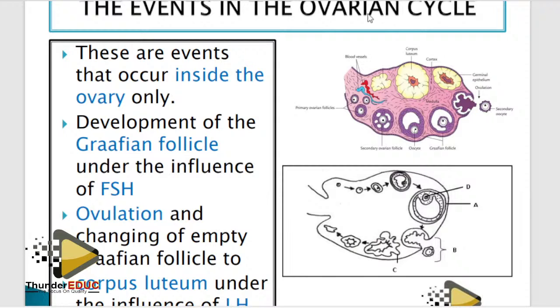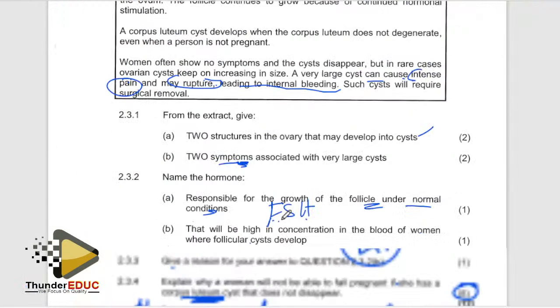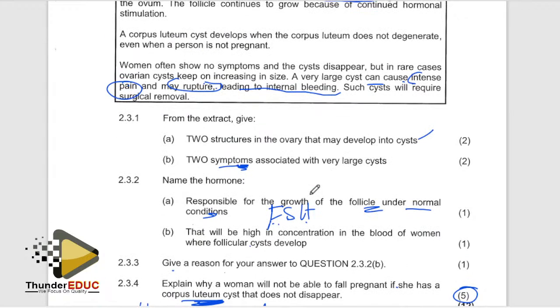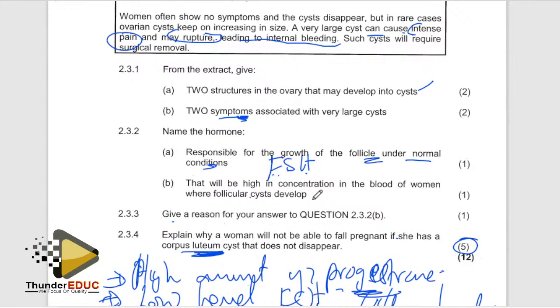So this is the mature Graafian follicle. You see? Now, when this fails to rupture, rupturing is this, which you call ovulation. You understand? So when it fails to rupture at this point, which hormone is high here? That's what they're asking you. Name the hormone that will be high in concentration in the blood of a woman where the follicular cyst develops.